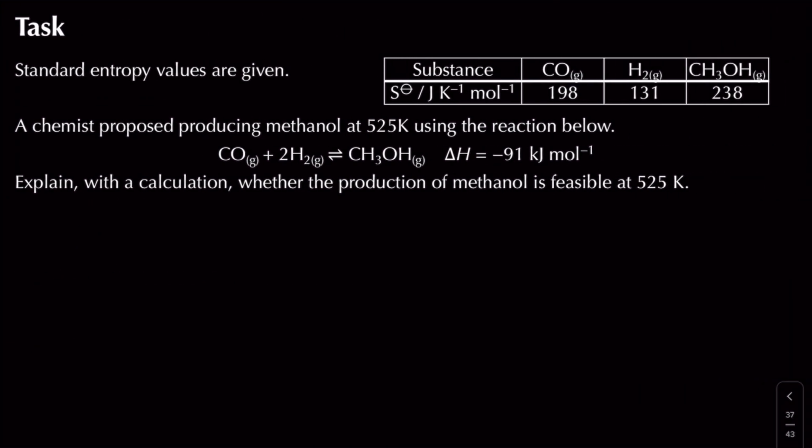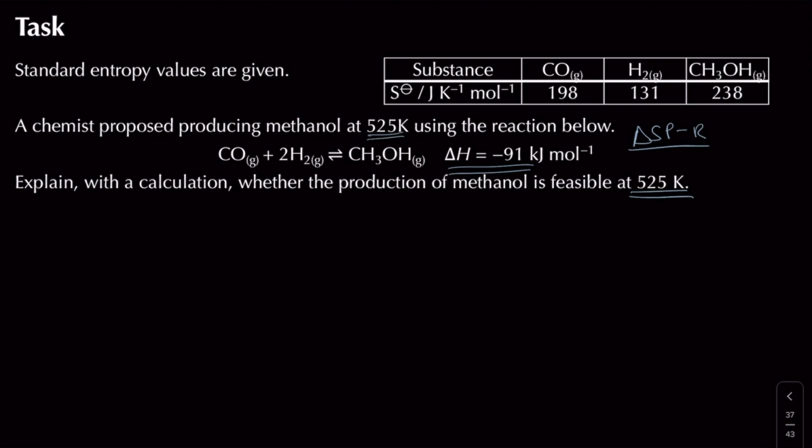So yeah, moving on, feel free to pause the video and have a go at the following question. In this case, we've got some entropy values given to us where we can see we've got our reactants and products there. Remember, to calculate entropy change, it's just products minus reactants, SPA. Now, we're told here that a chemist proposed producing methanol at 525 Kelvin using the reaction below. We've been given our enthalpy change over here, which we can see is exothermic, and we're asked to predict with a calculation whether the production of methanol is going to be feasible at this temperature itself, right?